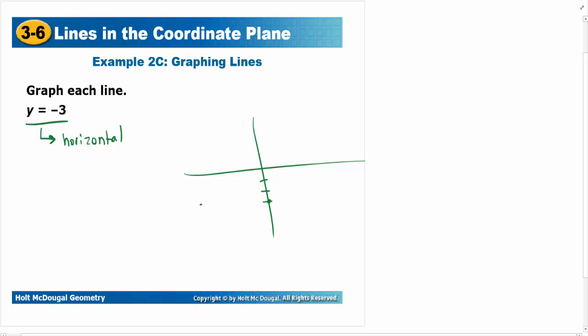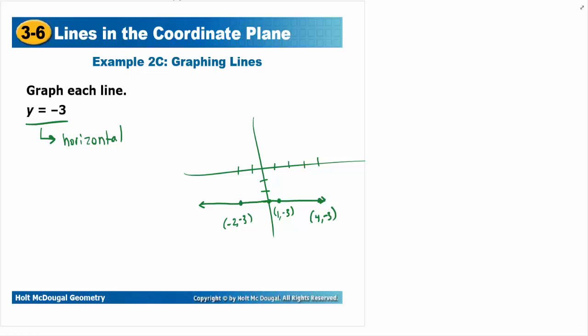And this is the only one I don't really need a point labeled on because it's just horizontal. It's pretty straightforward. But again, if you were labeling points, this would be 1, negative 3. This point over here would be negative 2, negative 3. This point over here would be 4, negative 3. Hopefully you see a trend, because there is a trend.